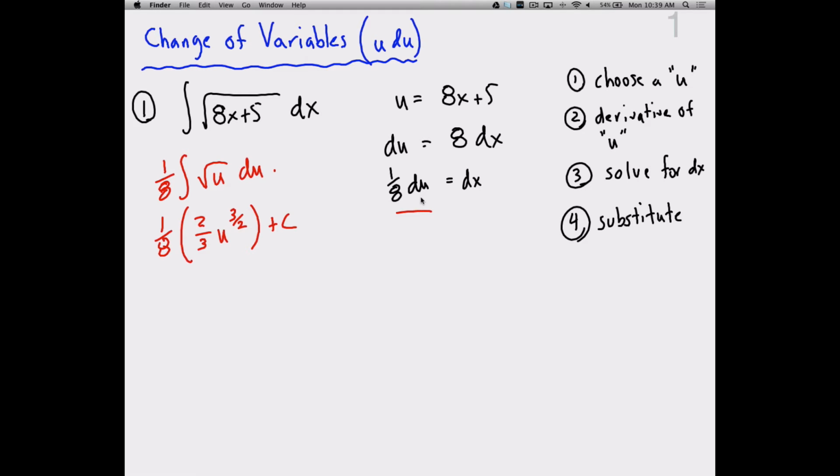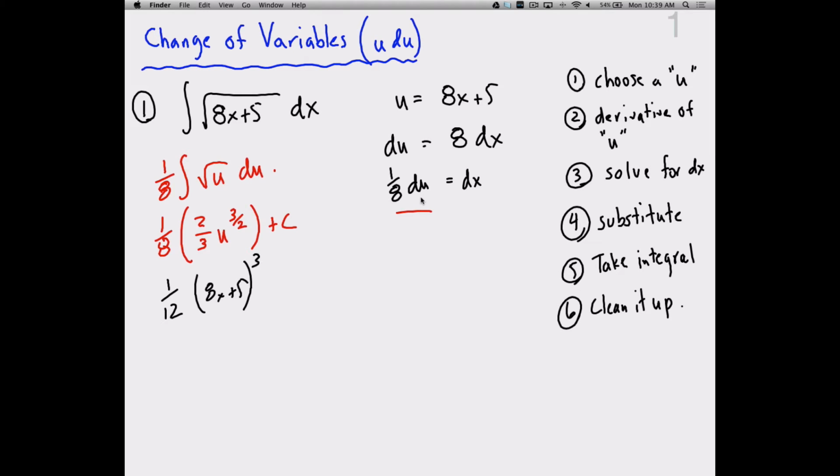So step 5, let me keep my colors consistent here. Step 5 is take the integral. And step 6, clean it up. By clean it up, I mean go back to the problem, get rid of the u's, and put in what we know that u stands for, and then we can also do some stuff like this. It is 1/12 times 8x plus 5 raised to the 3/2 power plus c. And there's our final answer.